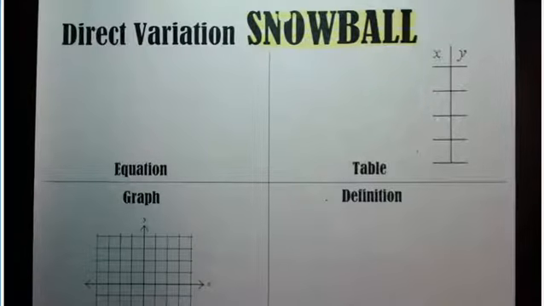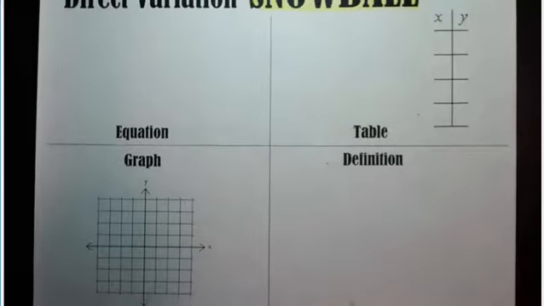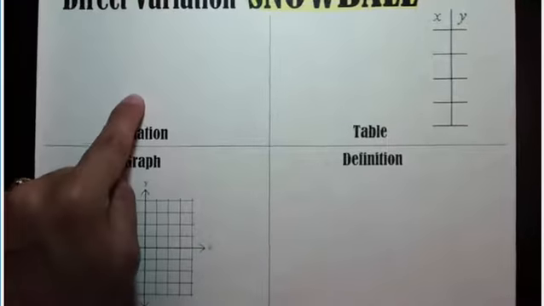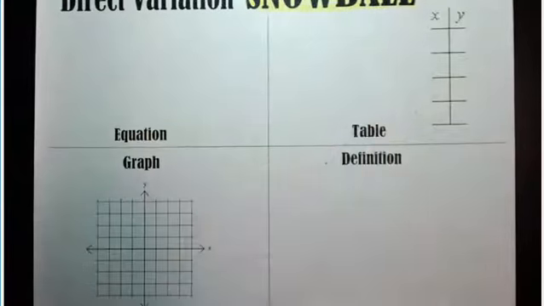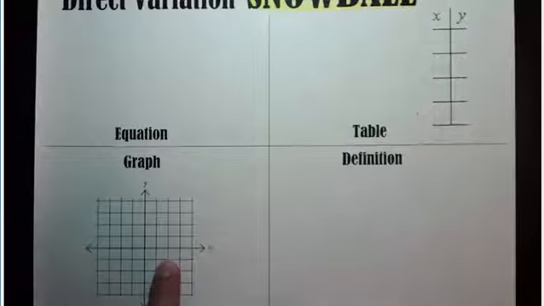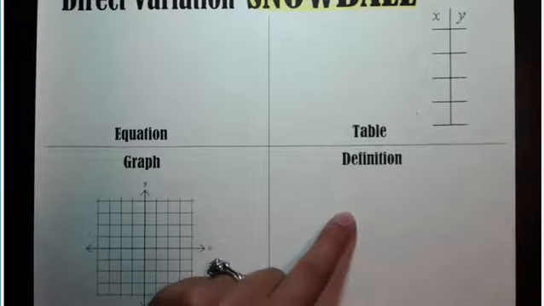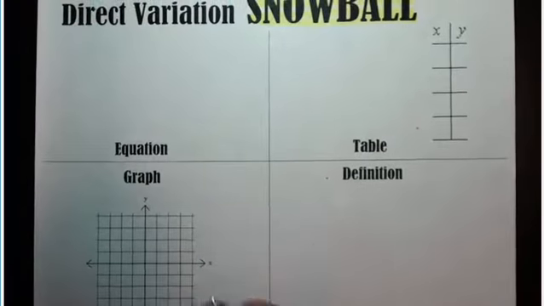So this is how it works. The front side is direct variation snowball. Okay, you can choose any one of these 4 squares. So you can make up an equation that's direct variation. You can make up a table. You can draw a picture of a graph that shows a direct variation, or you can define a direct variation. So what I want you to do right now is take a second to fill in one of those squares. And I want you to crumble it up and sit quietly while we wait.